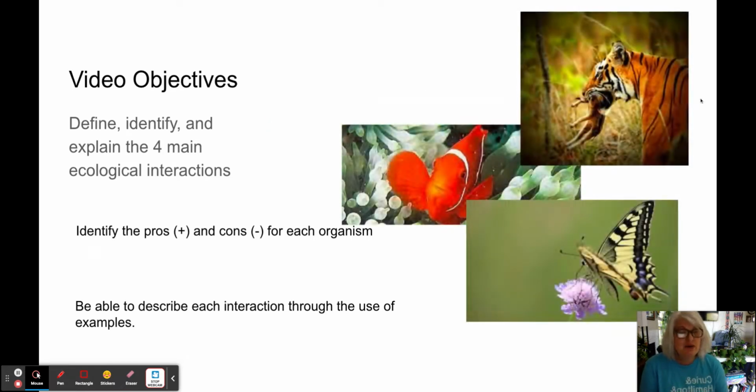Here's three. So here you can see a predator-prey relationship with this beautiful tiger. Here we have, I would call this a mutualistic relationship in which this butterfly is pollinating. And then here we have another mutualistic relationship with the sea anemone and the clownfish.